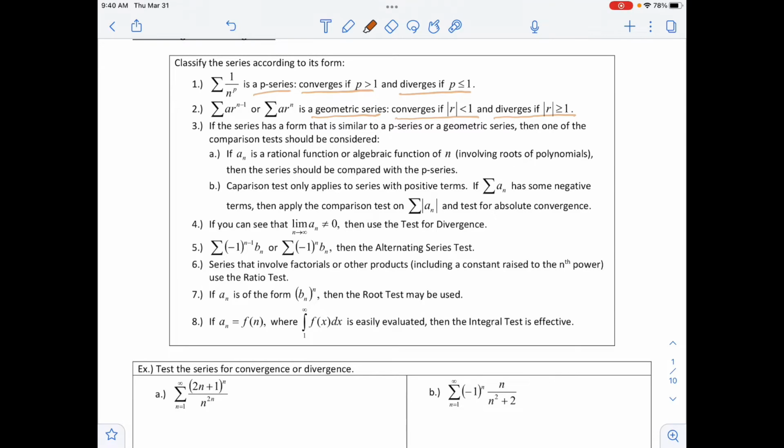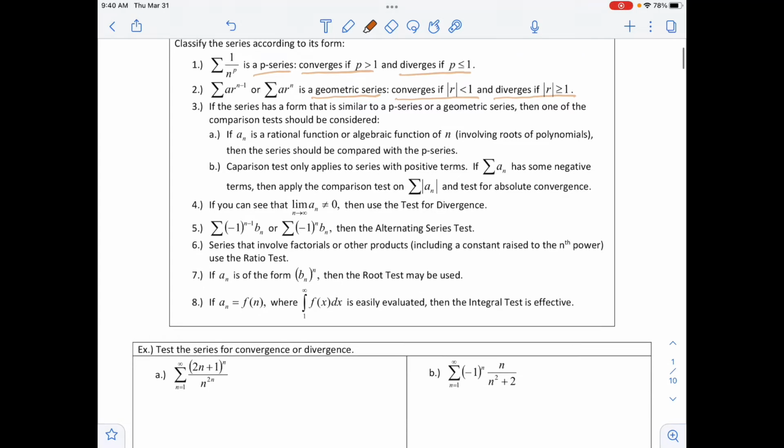If the series has a form that is similar to a p-series or a geometric series, then one of the comparison tests could be considered. So if a sub n is a rational function or algebraic function of n involving roots of polynomials, then the series should be compared with a p-series test. Comparison test only applies to series with positive terms. So if the sum of a sub n has some negative terms, then apply the comparison test of the sum of the absolute value of a sub n and test for absolute convergence.